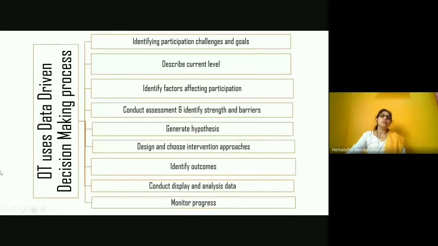Generally, OT uses a data-driven decision-making process. We identify the challenges, we describe the current level, we identify the factors affecting participation, we conduct assessment and identify the strengths and barriers, we generate a hypothesis, we design and choose the intervention approach, we identify the outcomes, conduct and display the data analysis, and monitor the process. All of this should happen in a very structured documentation manner.